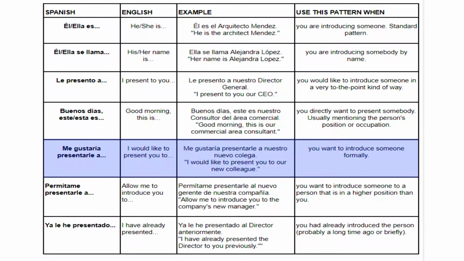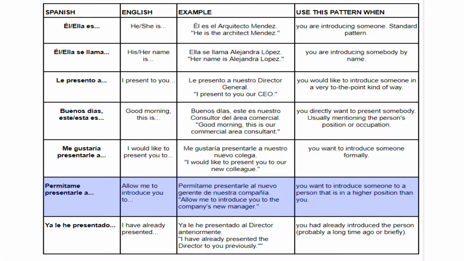Now, if you wanted to introduce someone formally, like saying, I would like to present to you, we're going to use the phrase, me gustaría presentarle a. Me gustaría presentarle a. I would like to present you to. So for an example, if I want to say, I would like to present to you our new colleague, me gustaría presentarle a nuestro nuevo colega.